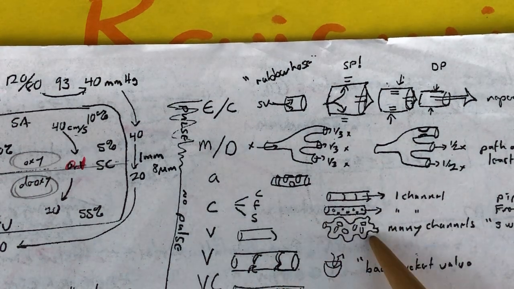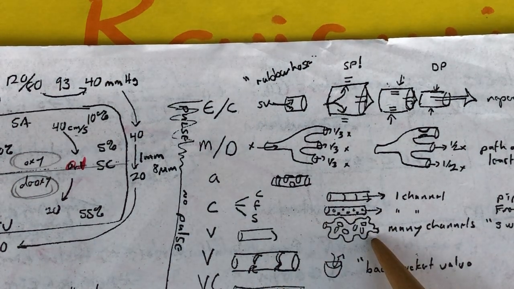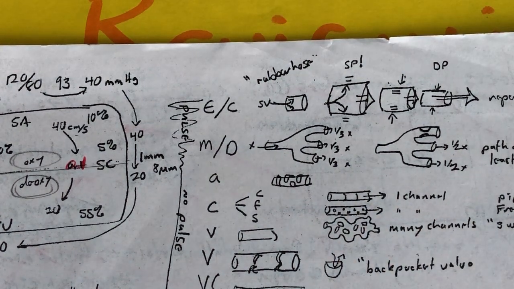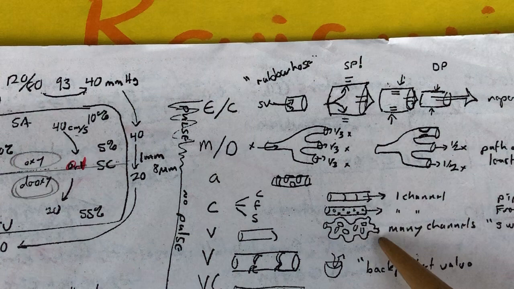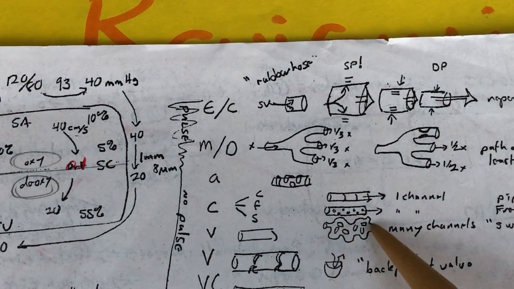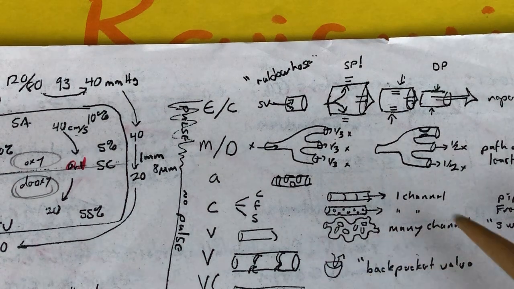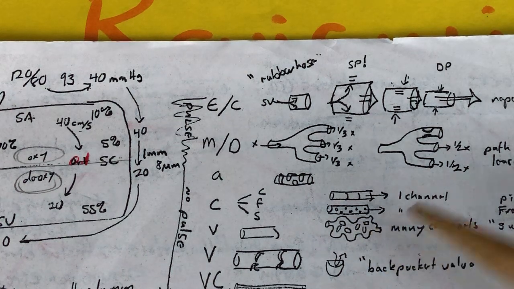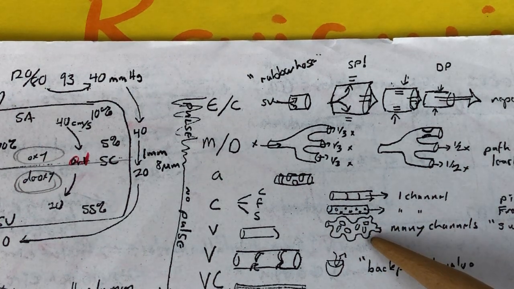The last type right here is called sinusoid, and the sinusoid is unique in that there isn't a single channel running down the middle of the tube. So there's an entrance and there's an exit, but there may be many different channels to go from this end to that end right there. Because of that, the blood slows down dramatically and has more time to bump into the cells that make up the walls of this area.